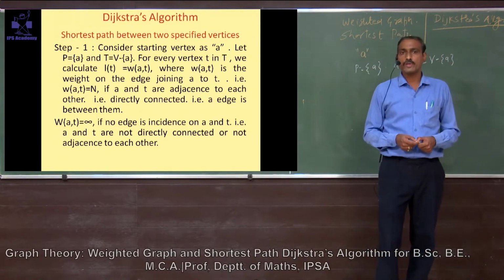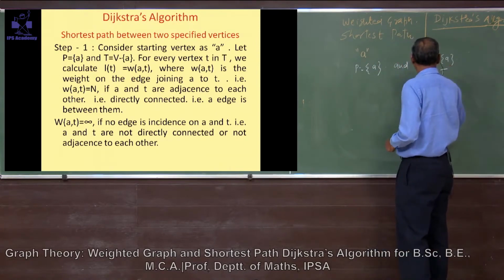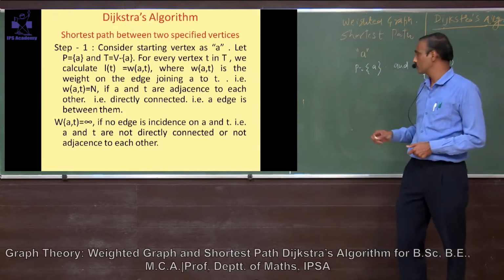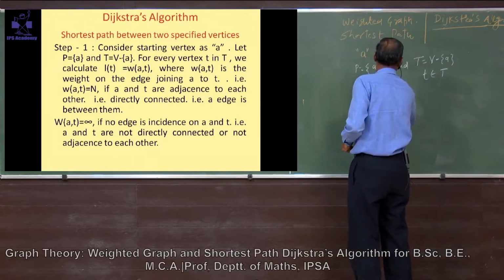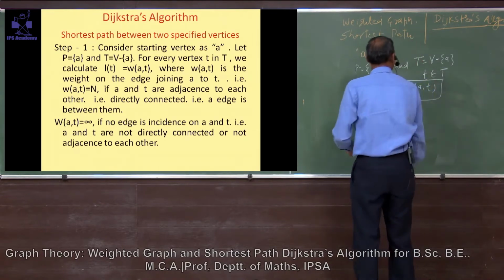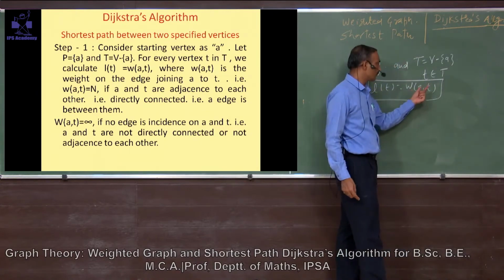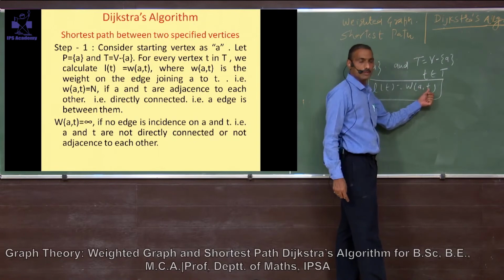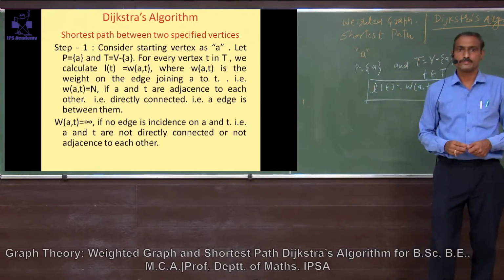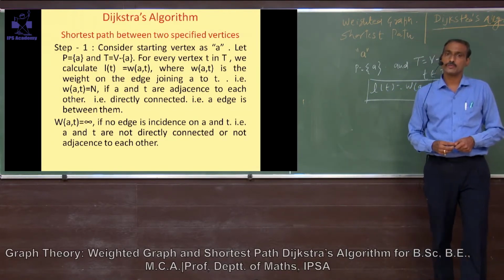Then for every vertex t in T, for the remaining vertices, we calculate L of t equals W of A comma t, where W of A comma t is the weight of the edge joining A to t.